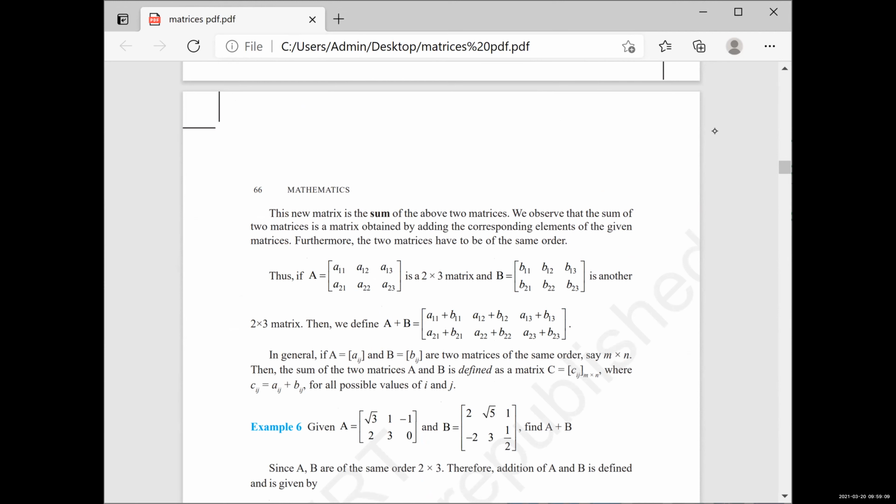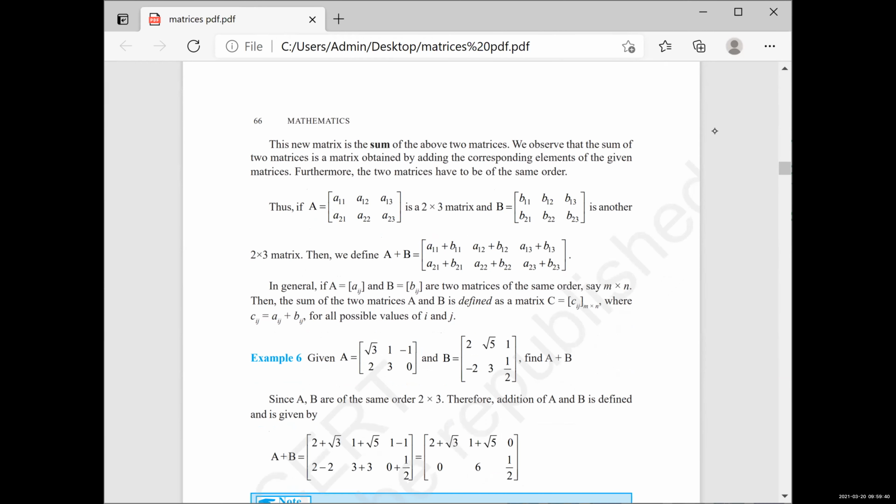Look at here, the definition is given here. Suppose A is matrix Aij and B is matrix Bij of two matrices of same order M by N, then the sum of the two matrices A and B is defined as matrix C. What is C? C is Aij plus Bij. Add the corresponding entries. Okay, this is how the addition is defined. Addition of two matrices, sum of two matrices.